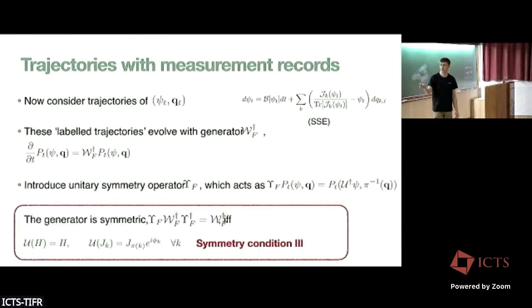And so then we say, okay, when do we have the fact that the generator commutes with the symmetry operator? That is that these labeled trajectories are symmetric. Well, this happens again if the Hamiltonian is invariant under the symmetry. And this time, it's at the level of the individual jumps, that the action of the symmetry is just a permutation on the jumps. So the total set of the jumps is invariant up to phases. And these phases are arbitrary.